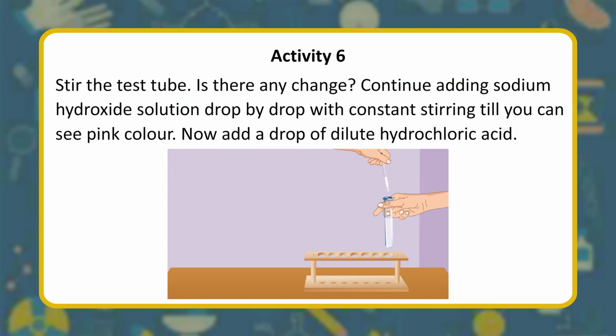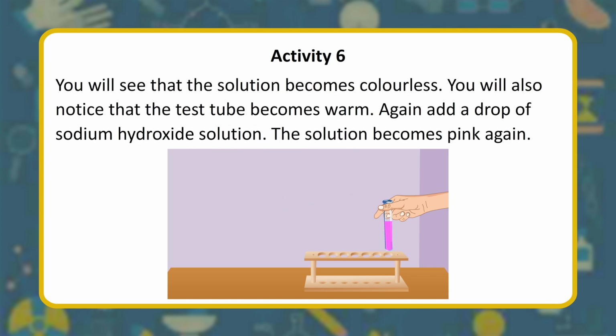Continue adding sodium hydroxide solution drop by drop with constant stirring till you can see pink color. Now add a drop of dilute hydrochloric acid. You will see that the solution becomes colorless. You will also notice that the test tube becomes warm. Again add a drop of sodium hydroxide solution. The solution becomes pink again.